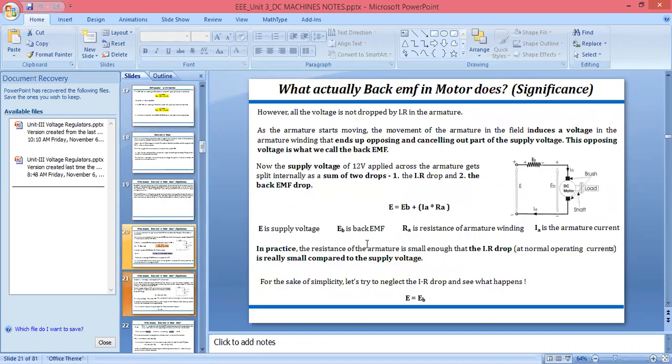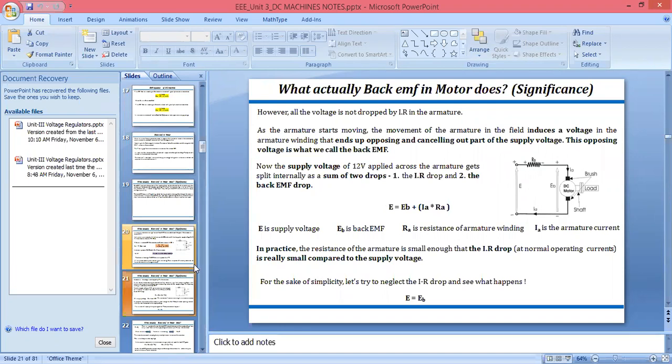So what we are saying here, the resistance of the armature winding we are taking very small, so that will create a very small drop as compared to the supply voltage. So we can neglect that value because the value of resistance is very small. The voltage drop will also be very small compared with the supply voltage, so we can neglect that term to make our equation simple and equate it as E equal to EB.